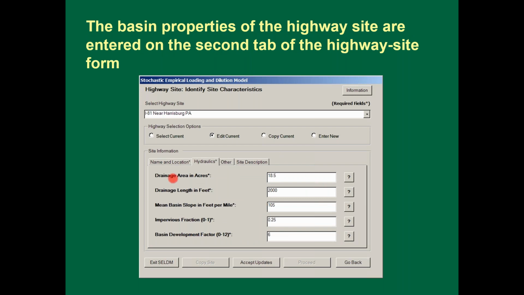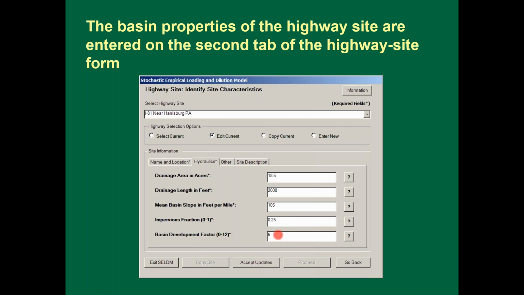So again, our hydraulics of the drainage area, drainage length in feet, mean basin slope in feet per mile, impervious fraction, and our basin development factor. So this highway site, we simulated it as the pavement and the grassy swales and median because all the water's routed through these swales. And so in this case, we just chose to represent the whole site as the highway site, in which case you want to use water quality that's reflective of a highway with grassy areas. You wouldn't want to use pavement runoff for this whole site.